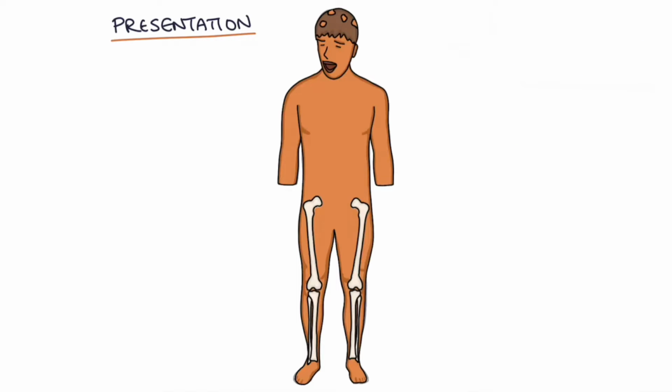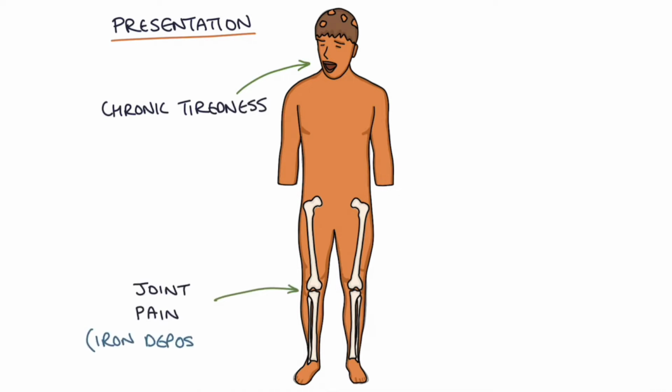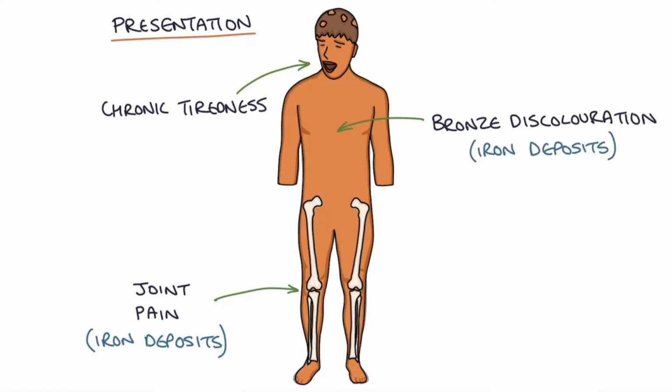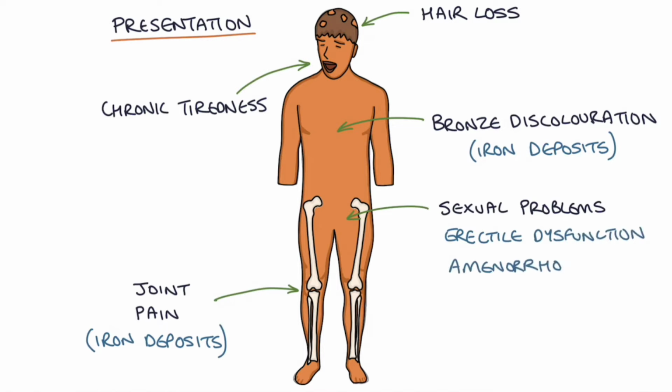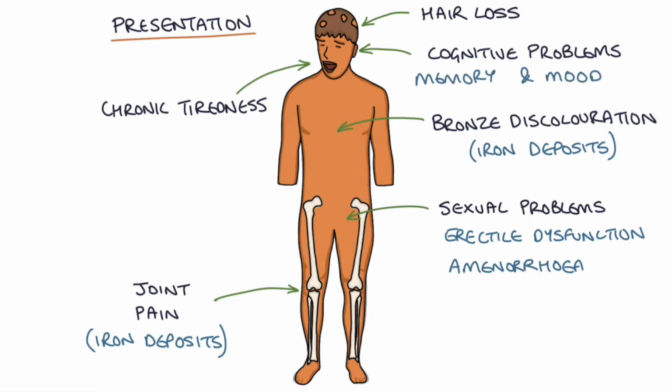So what kind of symptoms do you get? Well, they can present with chronic tiredness, joint pain because of iron deposits in the joints causing arthritis. They can present with pigmentation or a bronze discoloration of their skin because of the iron deposits in the skin. They can present with hair loss. They can actually present with sexual problems such as erectile dysfunction or amenorrhea. And they can present with cognitive problems like problems with memory and mood disturbance.